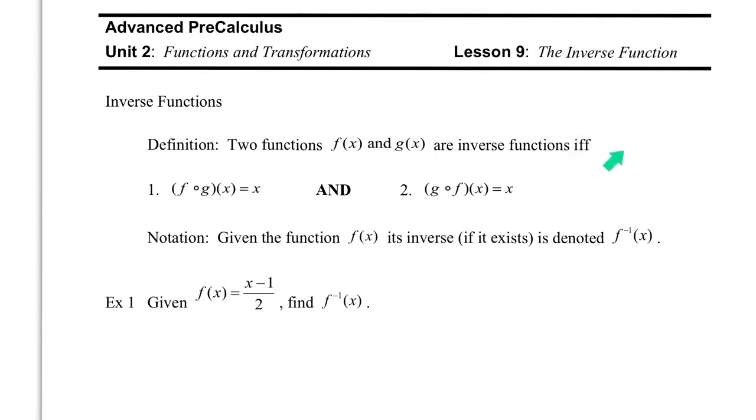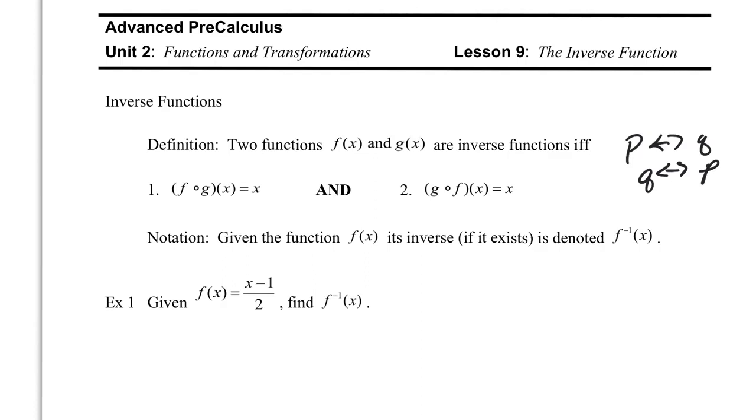Whenever you see IFF, that's what that means: if and only if this is true and that is true. Remember if and only if from geometry, that basically means a biconditional statement. That means P implies Q and Q implies P, so it works both ways. So if you find that f of g of x equals x and g of f of x equals x, then those two functions are inverses of each other.